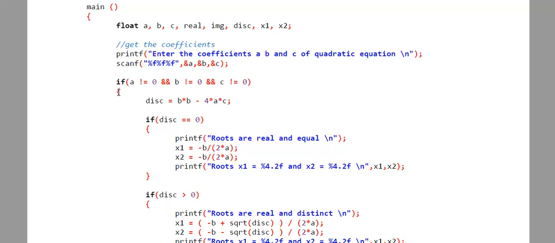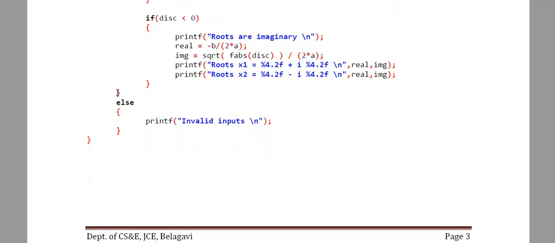So if that statement is false, what will happen? This is the opening curly brace of the if statement. If you go down, this is the true block, closing curly brace of the true block, else. So if a is equal to 0, then the statement will become false. It will not execute the true block, it will execute the else block. In the else block, we are saying invalid inputs. So if a is 0 or b is 0 or c is 0, the program will just display invalid inputs and it will stop.